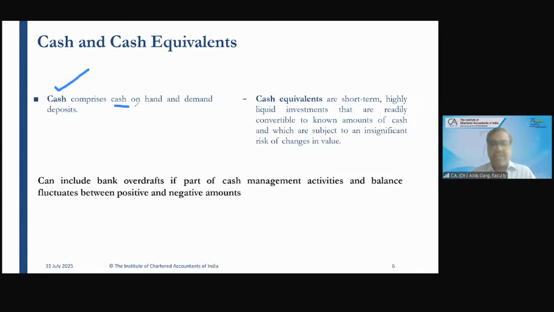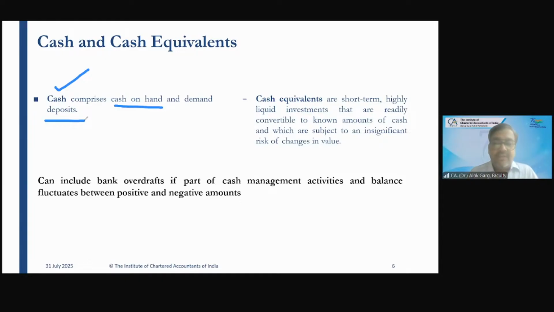Cash comprises cash on hand and demand deposits. For example, whatever cash you are having in your pocket, that is your cash. And if the money is lying in your bank account, is it cash or not? Nowadays you are not carrying cash in your wallet; you are carrying a debit card, ATM card. Whenever you need money, you go to any ATM and withdraw it. Second, you can use that debit card for purchases also.